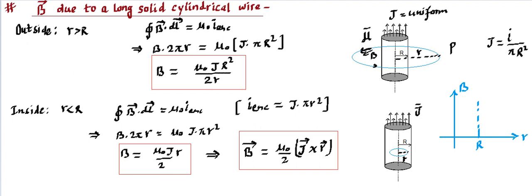If we plot this graph, you are going to find that inside B is proportional to r and outside it is reciprocal to r. Proportional to r means it is going to follow a straight line. So there has to be a straight line going like this, and then it will be dropping down following a rectangular hyperbola. If you get this kind of graph, that's the magnetic field variation because of a solid cylinder having uniform current density. Making sense?